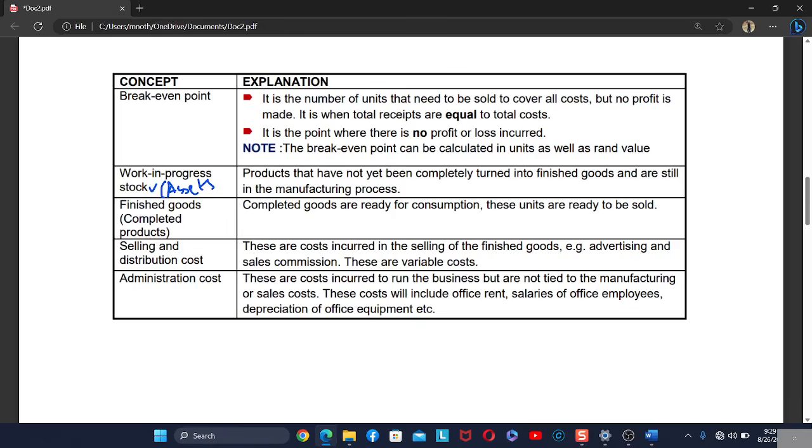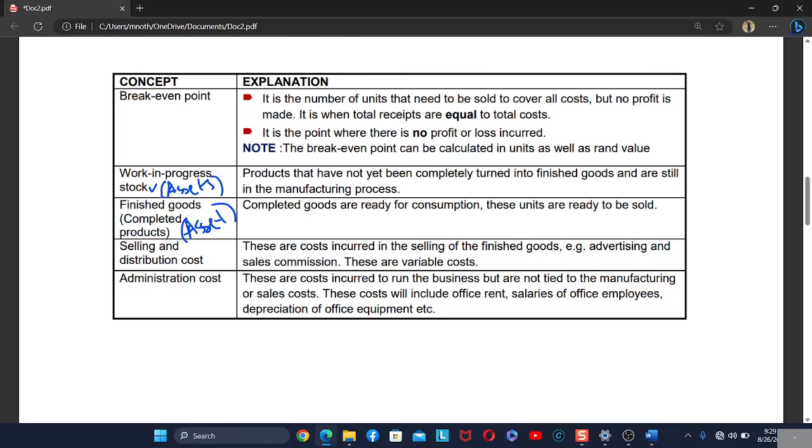So what you need to know about an asset is that an asset is anything in the business that can be turned into money. Anything in the business that can be turned into money, that is an asset. Okay. Work in progress stock. So these are the semi-finished products. And then we have the finished goods. Again, this one is an asset. Completed goods are ready for consumption. These goods are ready to be sold. So this one is also an asset.